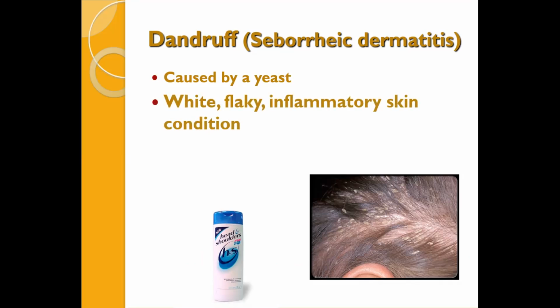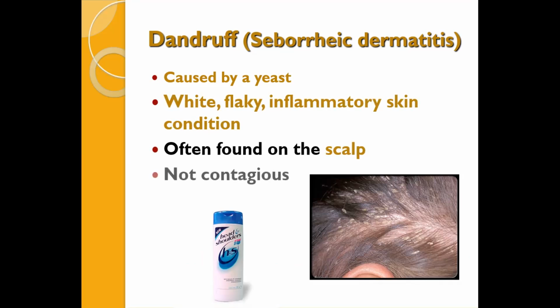This is a white, flaky, inflammatory skin condition. It's often found on the scalp, and it can be treated with products like Head and Shoulders. The reason why Head and Shoulders works is because it has an additive called zinc.